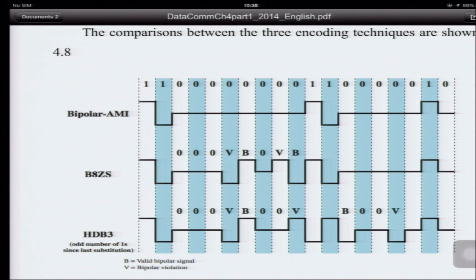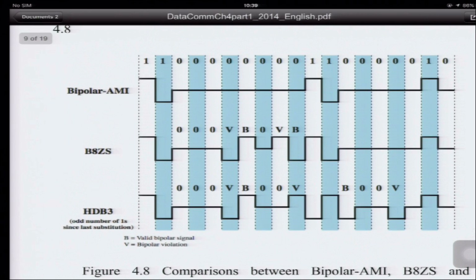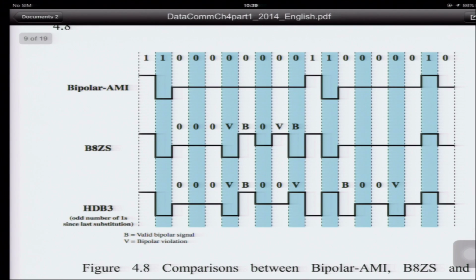Again, for the B8ZS, we always represent 8 bits of zeros, okay? With 0, 0, 0 violation, bipolar, 0 violation, bipolar, okay? And depend on the bit 1 previous to the substitution, with a 0, if it's minus or plus voltage, okay? So to have the waveform. The HDB3, similar to what we talked about, but it's 4, okay? Only 4 bits of zeros, and you substitute once.